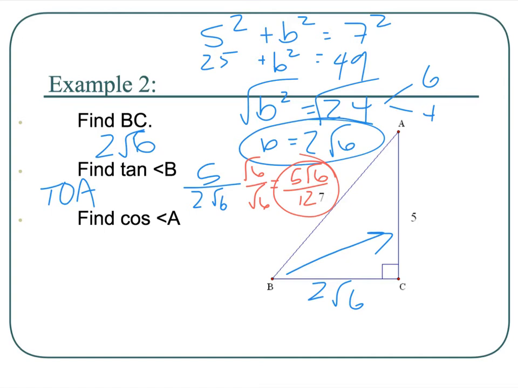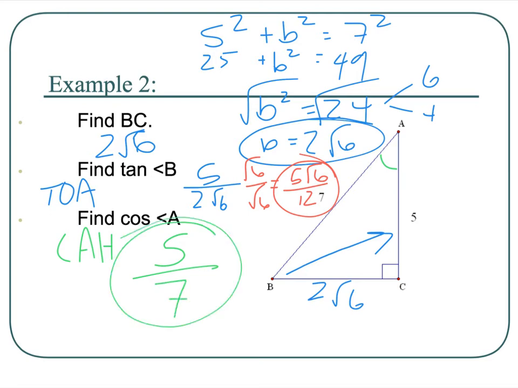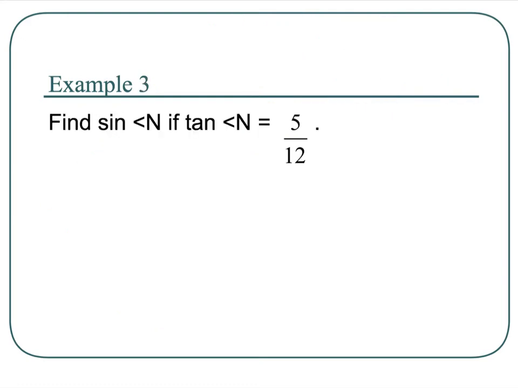All right. Cosine of angle A. For cosine of angle A, we're looking at my adjacent over my hypotenuse. So my adjacent of angle A in this case is 5, and my hypotenuse is 7. So 5 over 7. Lovely.